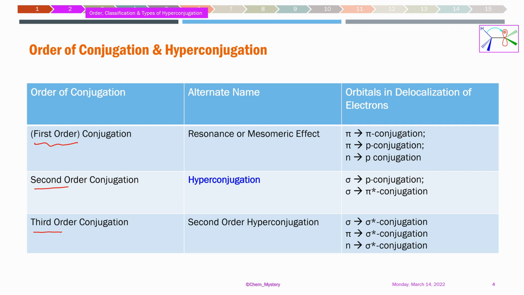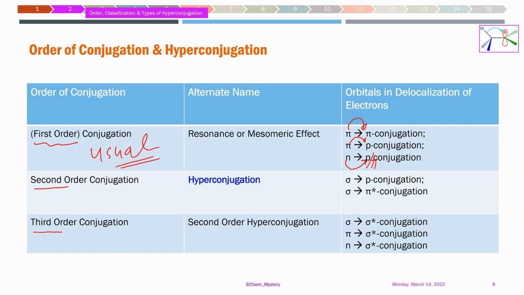First order conjugation is the usual case of conjugation, what we might have seen earlier. This is the usual case of conjugation where the electrons from the pi bonds, one of the pi orbitals, can be going to another pi orbital. From a pi orbital they can be going into a p orbital, or non-bonding electrons can also be going into a p orbital or the pi bond. That kind of conjugation we have seen earlier. That is the case of normal conjugation.